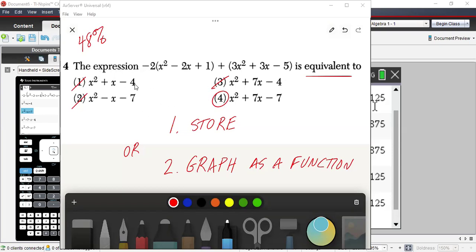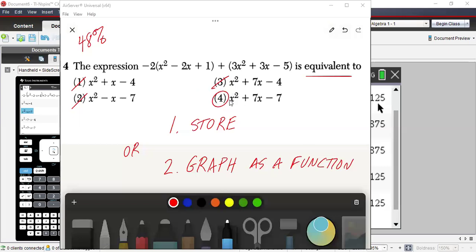This is the second video. In the first one I showed you how to store. This one I'm going to show you how to graph. By the way, if you didn't watch that other one, you should watch it. You should have multiple ways to solve these kinds of problems, so you should know how to store and also how to graph. If you didn't watch that, go back and watch it. I'm going to put a link up here so you can click on that, but you should watch both.